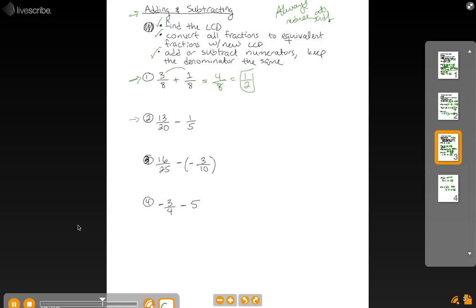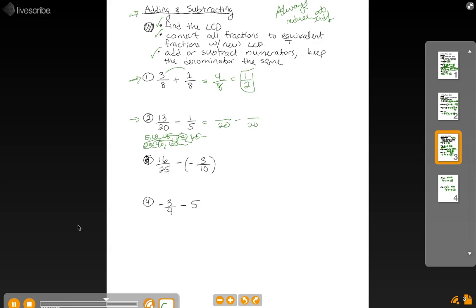Okay, number 2 over here, the lowest common denominator. Well, the way you're going to find it is you're going to list all the multiples of 5. So the multiples of 5 are 5, 10, 15, 20, 25, and so on. And you're going to list all the multiples of 20. I'm looking at the denominator, so the multiples of 20 are 20, 40, 60, and so on. The lowest multiple they have in common is that 20. So the LCD should be 20 for both of them.